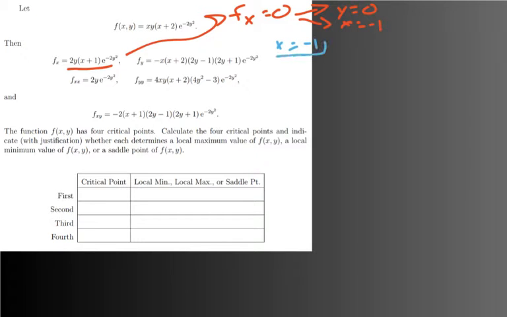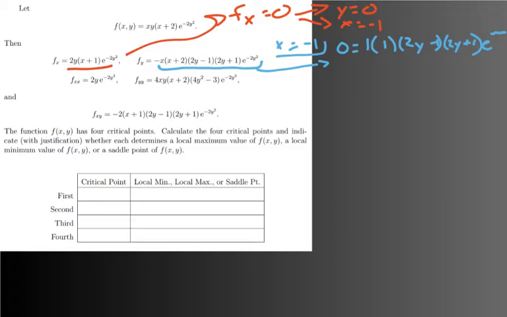So if x equals negative 1, then in here we're setting this equal to 0, just solving a system. You're going to get negative x, negative 1, is 1, times 2 minus 1 is 1, then you get a 2y minus 1, a 2y plus 1, and then you get the e thing, but it doesn't matter.